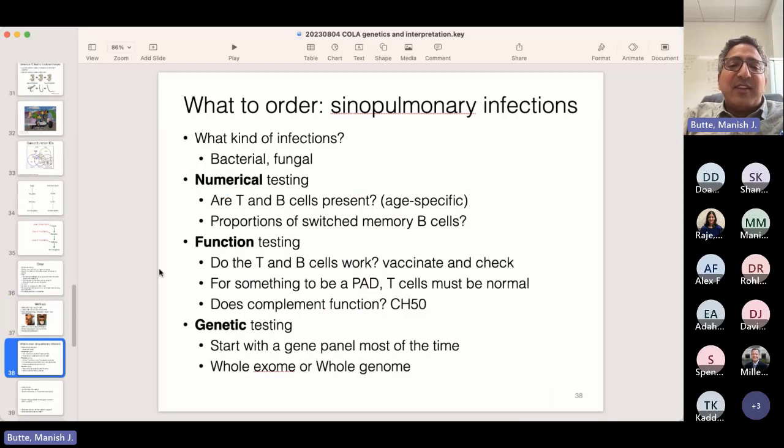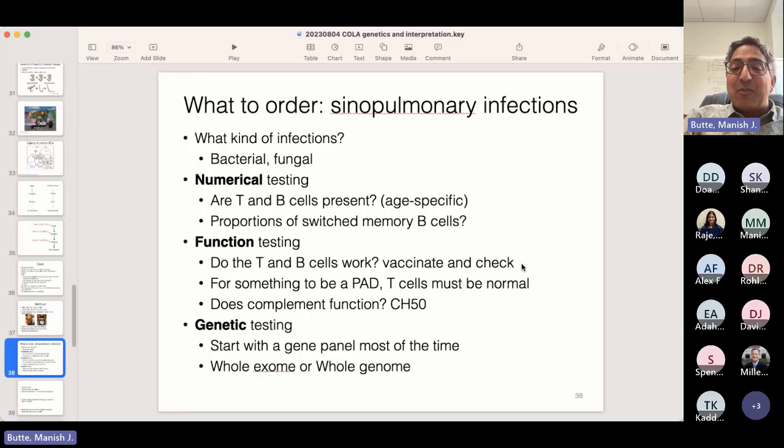Now you want to know what kind of testing to do in this patient, a subject of another talk, but certainly you want to test the numbers of cells. Does she have T cells and B cells? Are there switch memory B cells? Does she have antibodies? Do the antibodies work? If you vaccinate her or if she's had recent vaccinations, does she make specific antibodies and T cell responses?